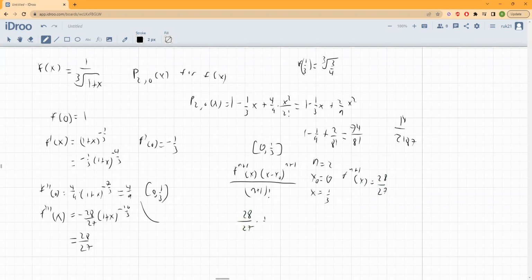So then we can plug everything in: 28/27 times 1/3 to the power of 3, because that is the 2 plus 1, over 3 factorial. And that is going to give us 14 over 18 times 27, which, by a huge surprise, is 14 over 2187, which is exactly what we're looking for, because that's our error bound. And that's it. So these are your Taylor polynomials, and the error bound you can get because of the Taylor inequality.